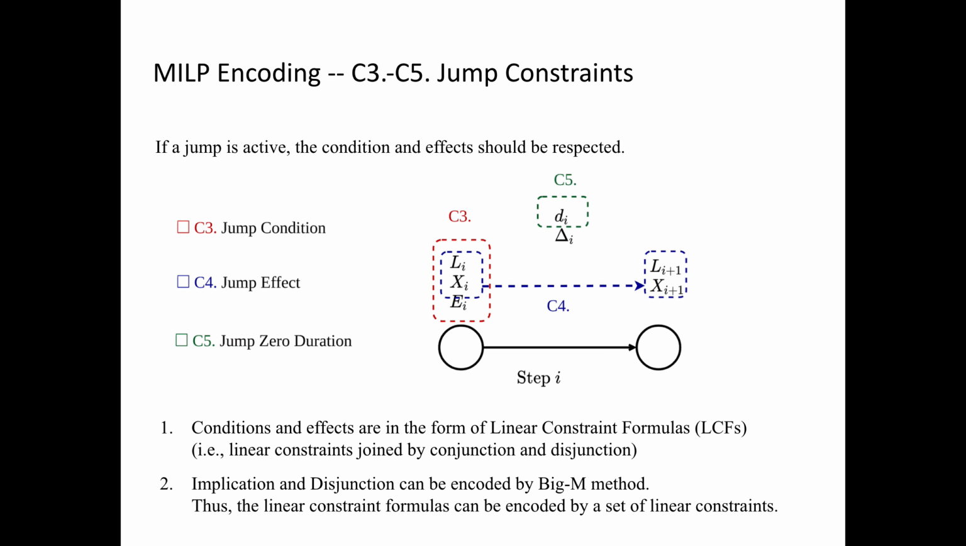When a jump is activated, its condition and effects should be respected, and its duration should be 0. As our automata is a linear automata, all the conditions and effects are in the form of linear constraint formulas, which are linear constraints joined by conjunction and disjunction. As a constraint in a MUP can only be conjunctions, we need to compile away all the conditional relations, which are implications, as well as the disjunction. So we use the big M method to do that.